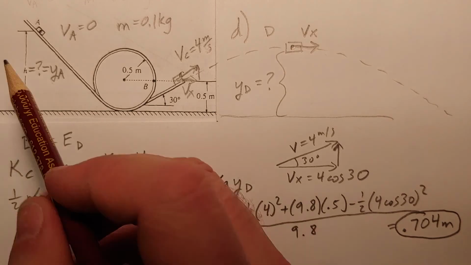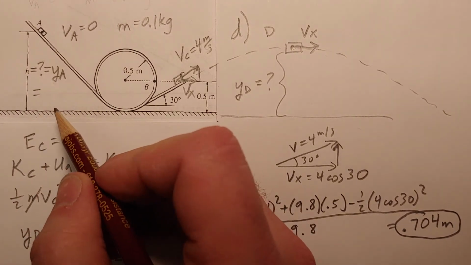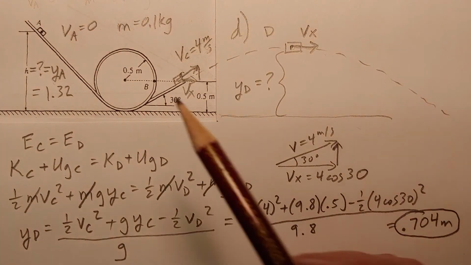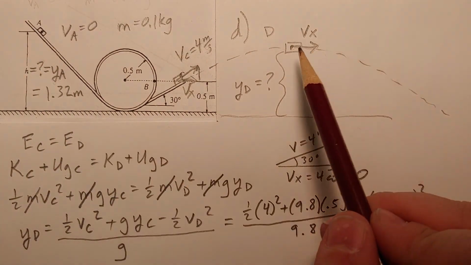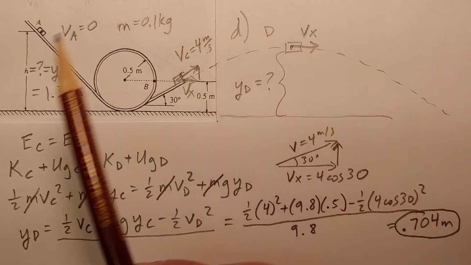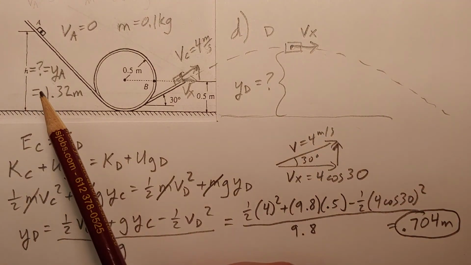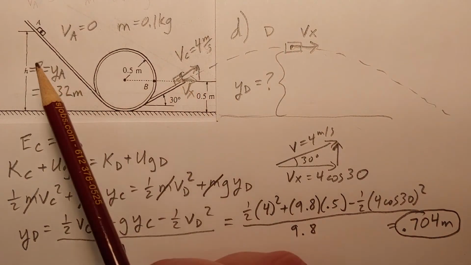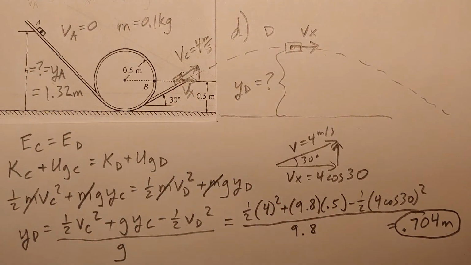In part A, though, we figured out this height here at the beginning was 1.32 meters. And since we've still got some kinetic energy here, it's not going to have as much gravitational potential energy as it did at point A. And so we know the answer for the height at point D has to be in between the heights at A and C, which it is.